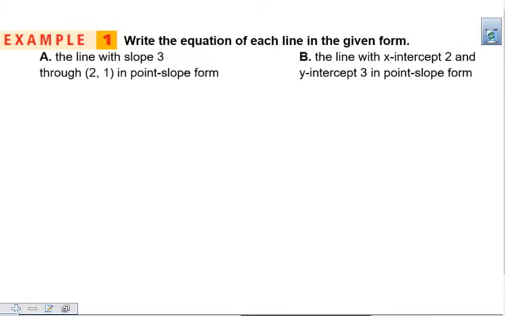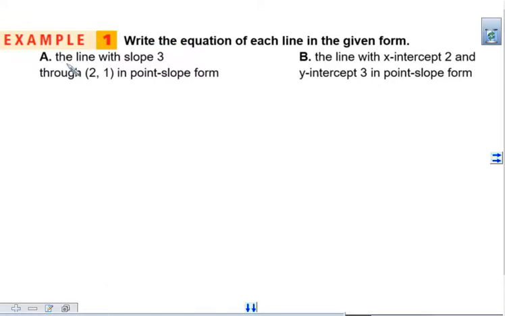Our next set of examples, we want to write the equation of each line in the given form. So when it tells you to write the equation of a line in a specific format, you leave it in that format. You don't change it to another one.